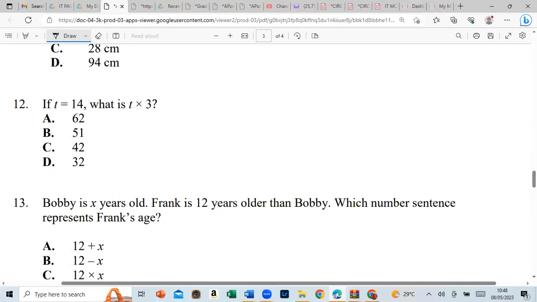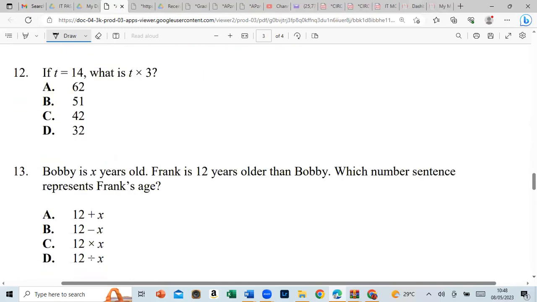Alright, number 12 says if t is equal to 14, what is t times 3? Is it 62, 51, 42, or 32? How do we solve that? Somebody type that in the comment section. How many of you guys got correct so far? Let's go.